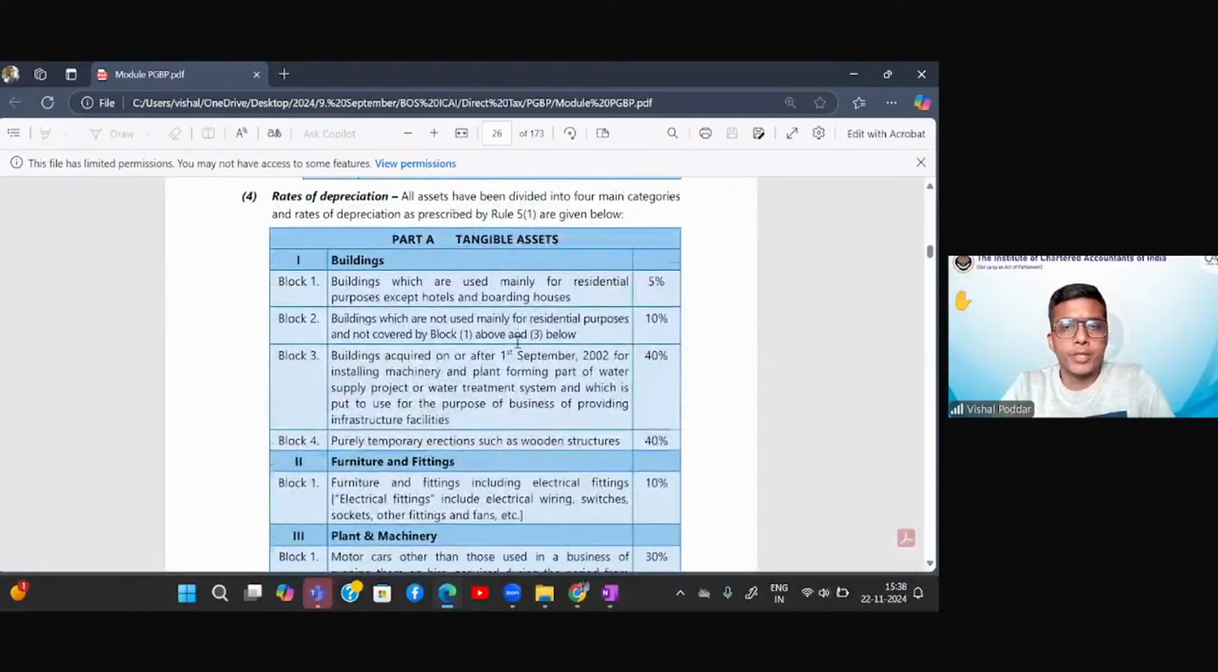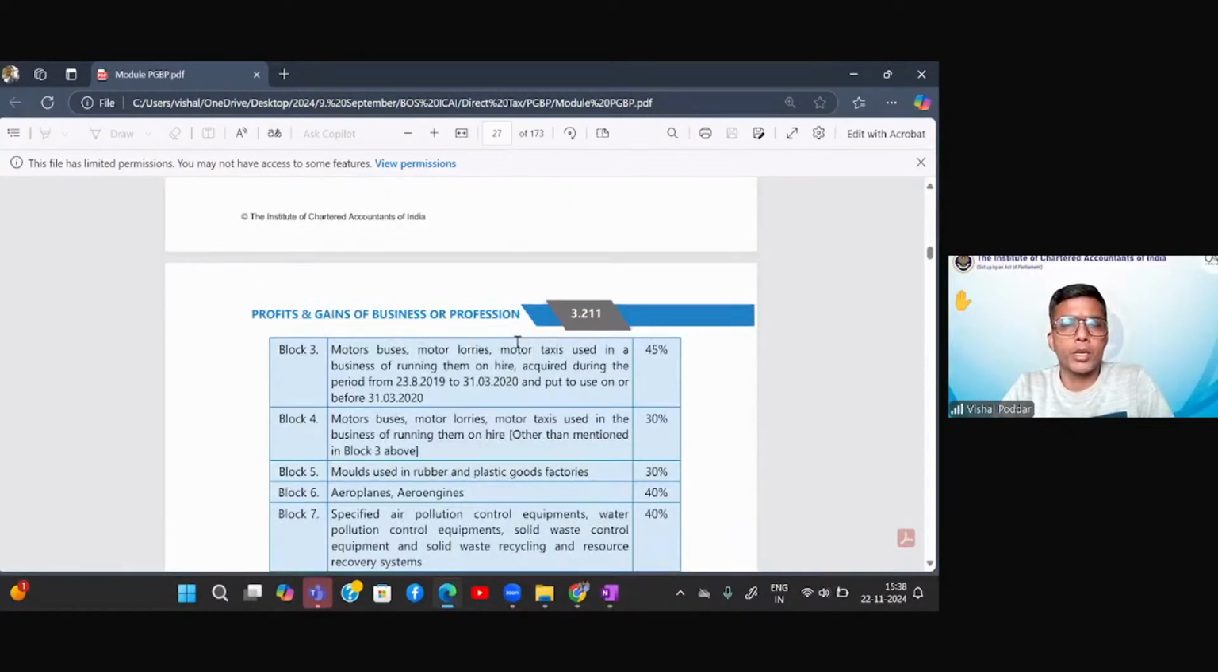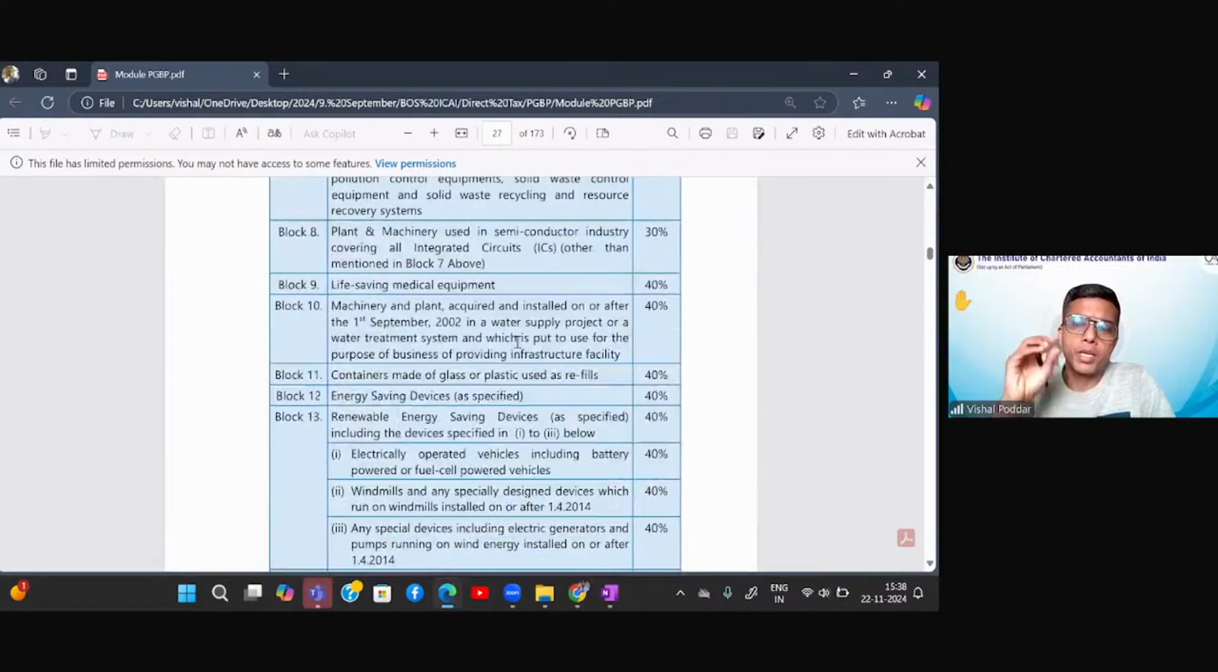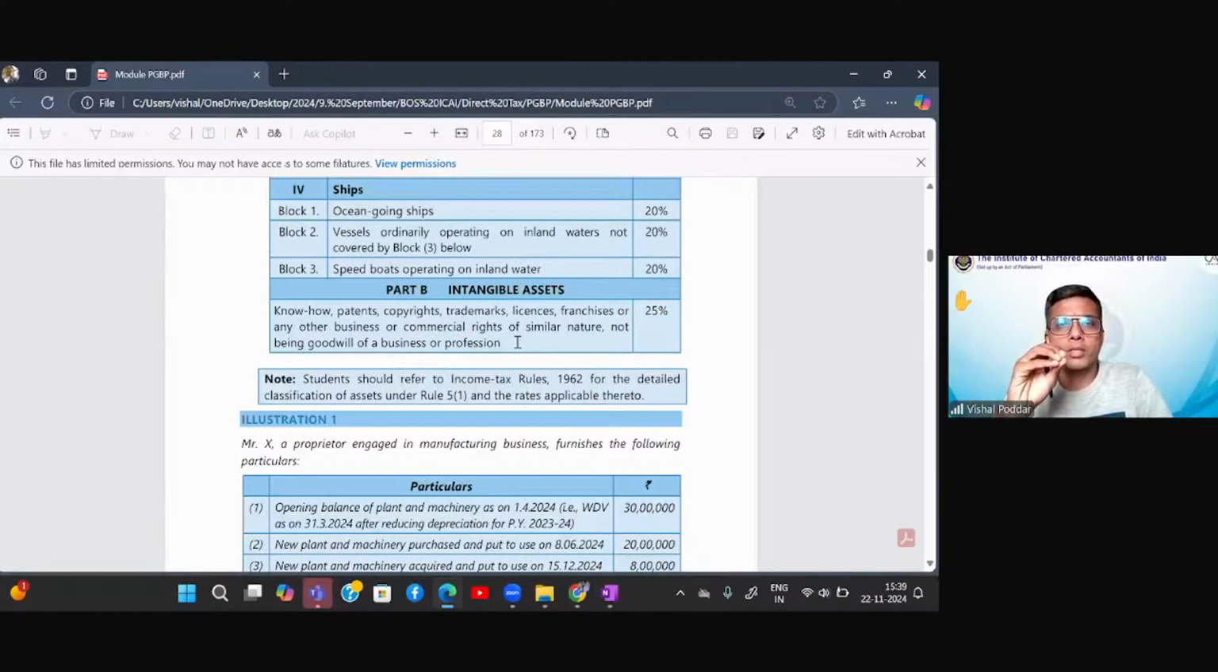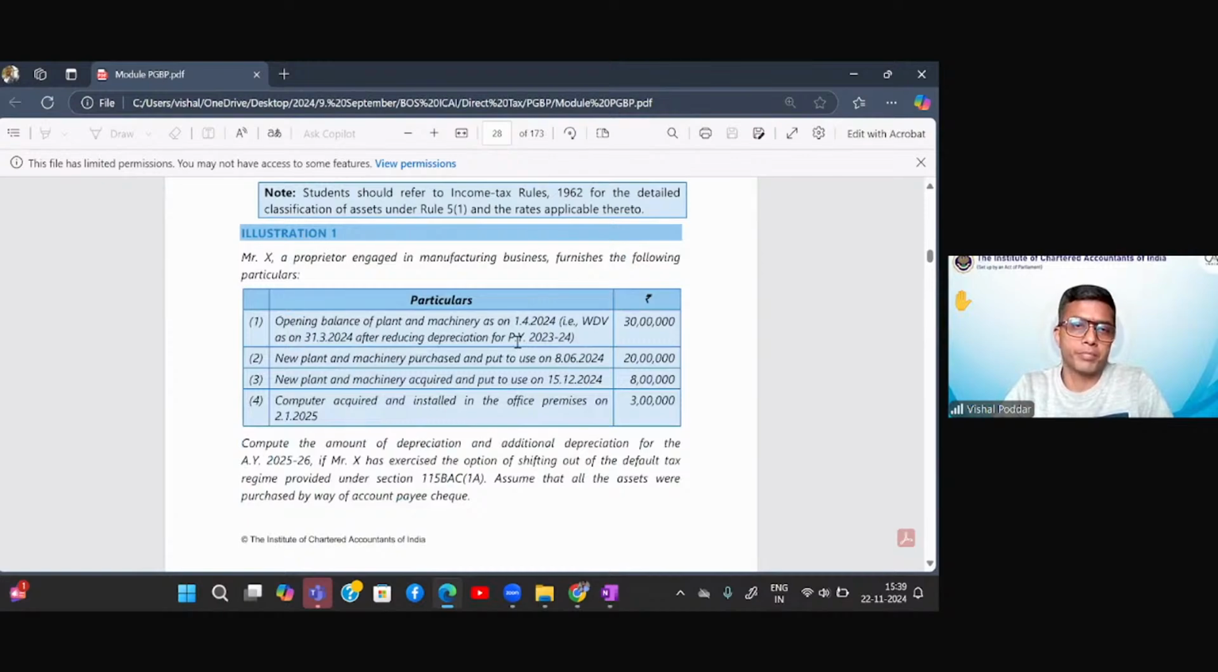Then all this is not required to be learned. You will be either given the blocks, or as I had shown in my sheet, for certain assets, you need to remember the general rates, like for building 10%, for plant machinery 15, for motor car 15. So if by chance rates are not given, you will take those rates. But remembering this entire table is not required.